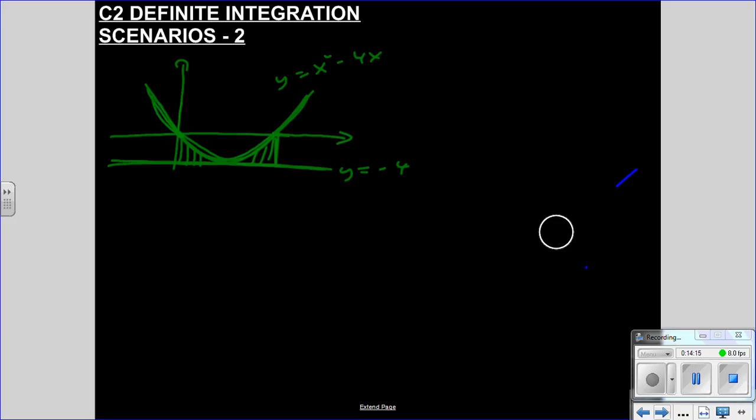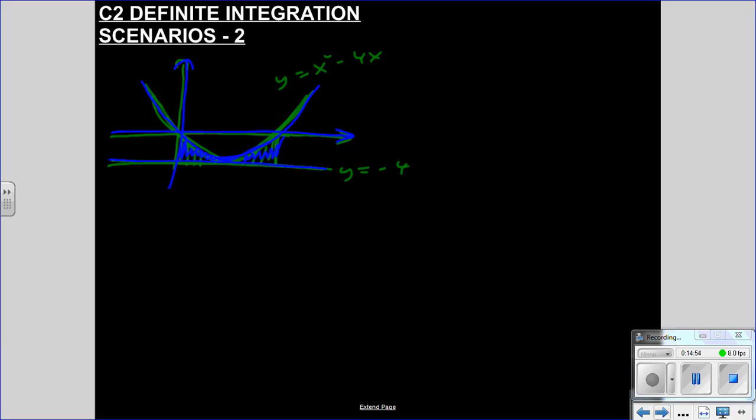Scenario 2. This time, we've got coordinate axes here, right? We've got our curve, y equals x squared minus 4x, and we've got a line, y equals minus 4. And the area it wants is the area between the curve and the line y equals minus 4 as shown. This looks difficult, doesn't it? But actually, it's fine. There are a couple of ways that you can do this, okay?